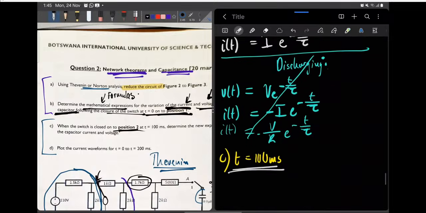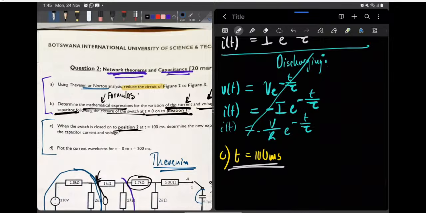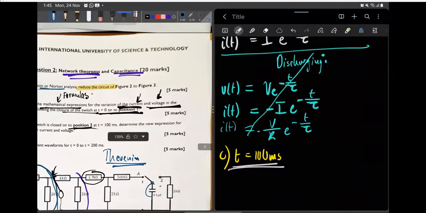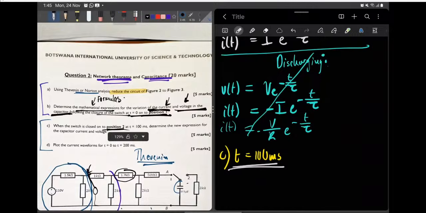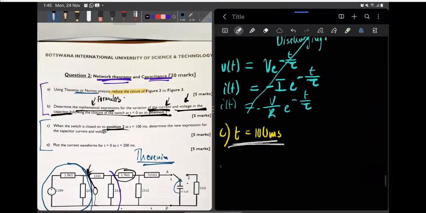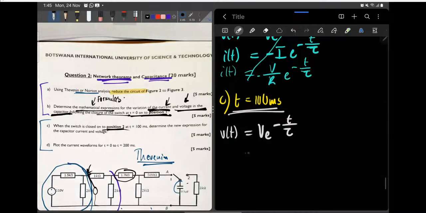So all you have to do is now find an expression. Because this switch is now closed, they want a new expression for the capacitor current and voltage. What is happening at position 2? At position 2, we know that this thing is discharging. So we are just putting these very same equations. So it's going to be v as a function of time t is going to be V e to the negative t over tau. You should practice, which is going to be v at some function in time t is equal to. Here you have been told that you are at t equal to 100. Okay.